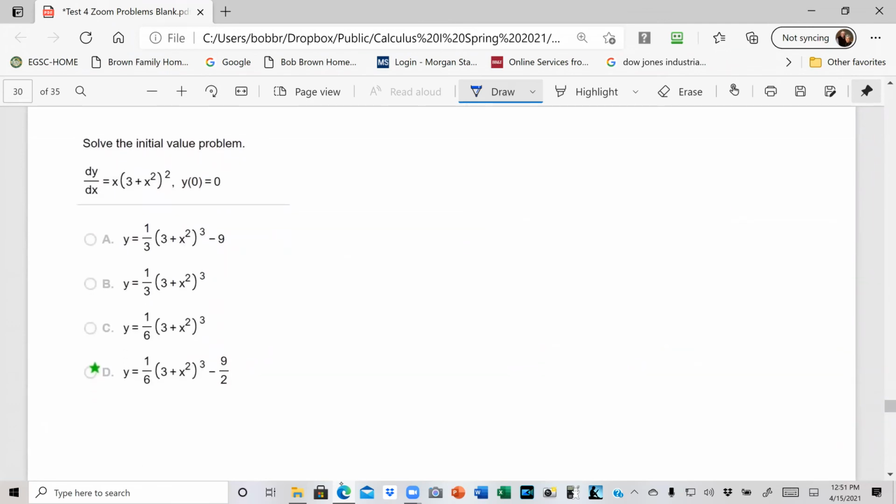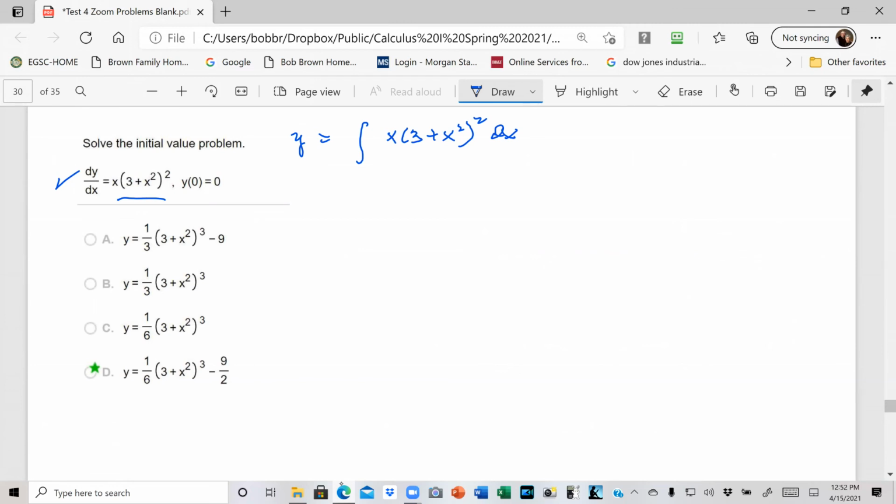Now we want to solve an initial value problem. We're given dy dx is this function. I don't obviously see what the antiderivative is, so we're going to have to probably use a substitution. We know that y would be the integral of x over 3 plus x squared dx.